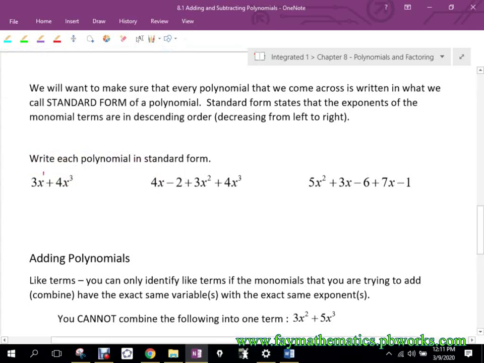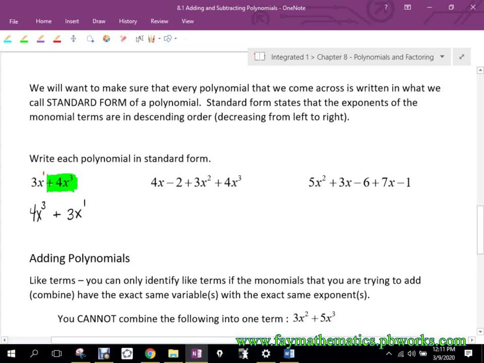Okay, so we've got 3x to the first plus 4x to the third. So this is the largest exponent, right? Now, the sign should go with it, so I'm going to write that first. And this all takes place because of what property allows you to move things around? Commutative. Okay. So I'm going to write that term first, so 4x cubed. And then what should I write next? Plus what? 3x to the first. Okay. My polynomial is now being written in descending order.